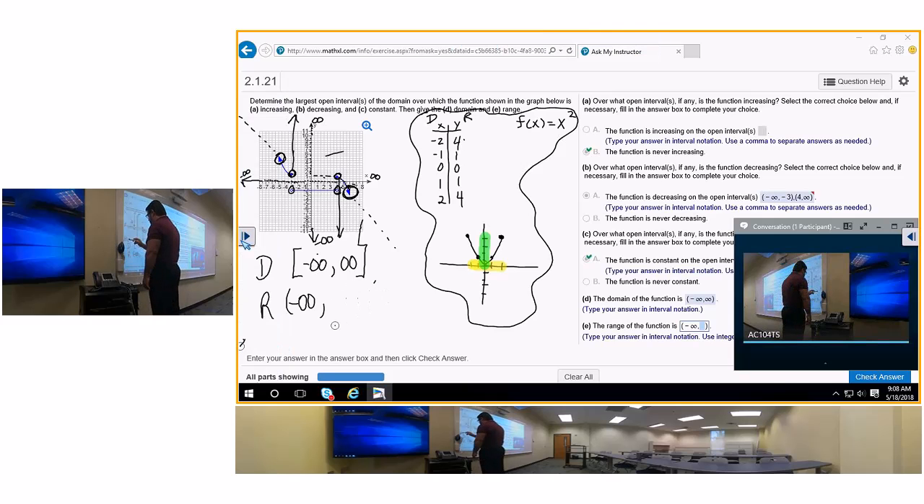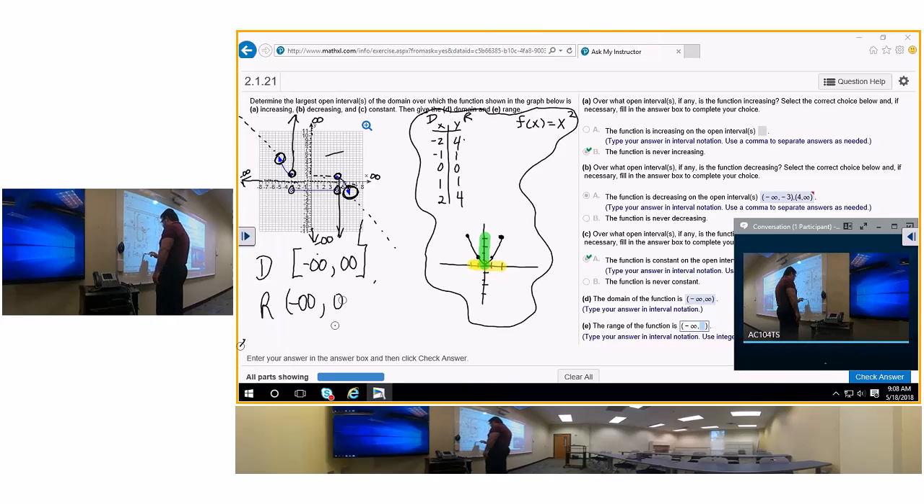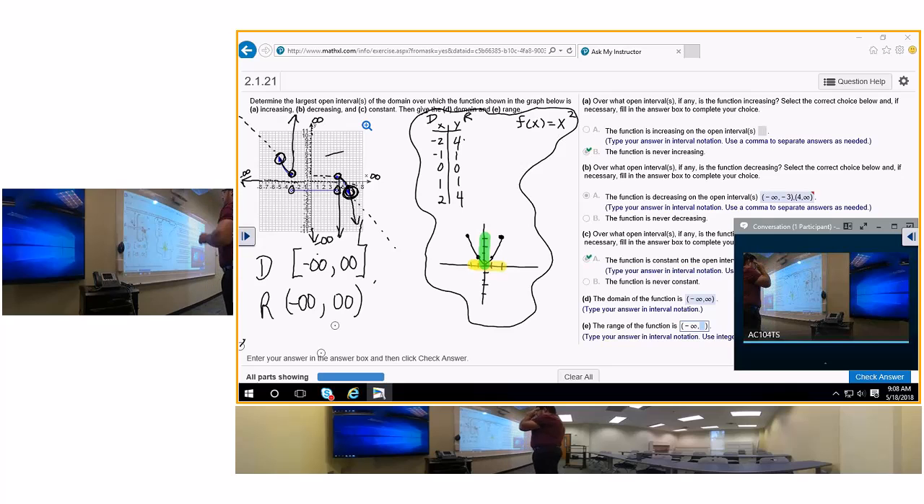Okay, why do I say that? Because this arrowhead cancels this out. See what I'm saying? And this arrowhead's going to cancel this one, so I think it's going to be negative infinity to positive infinity.